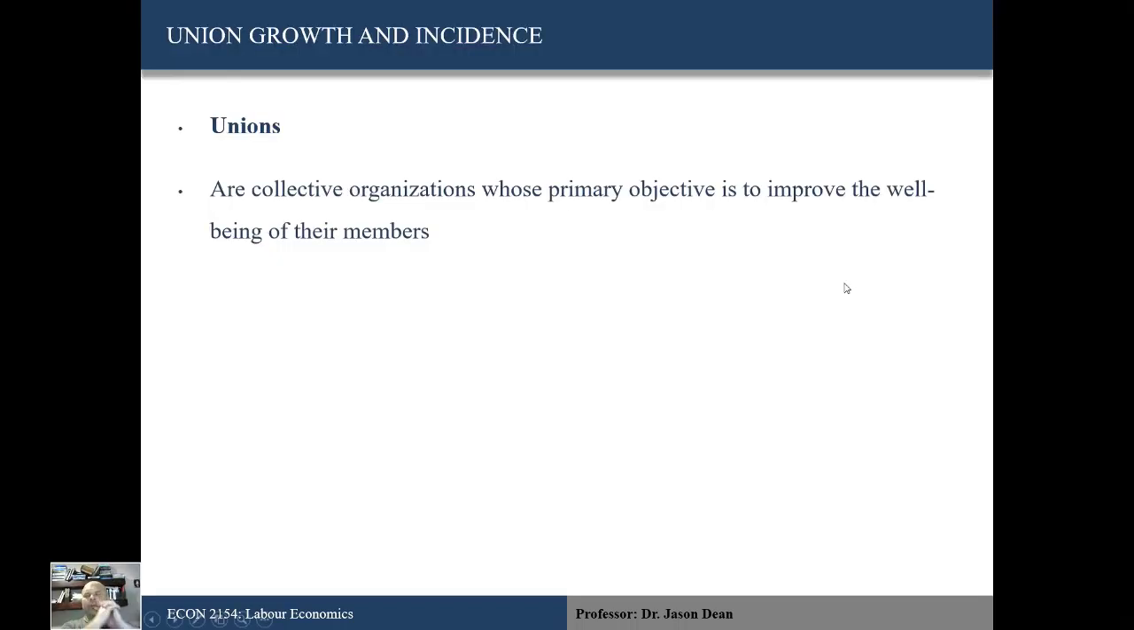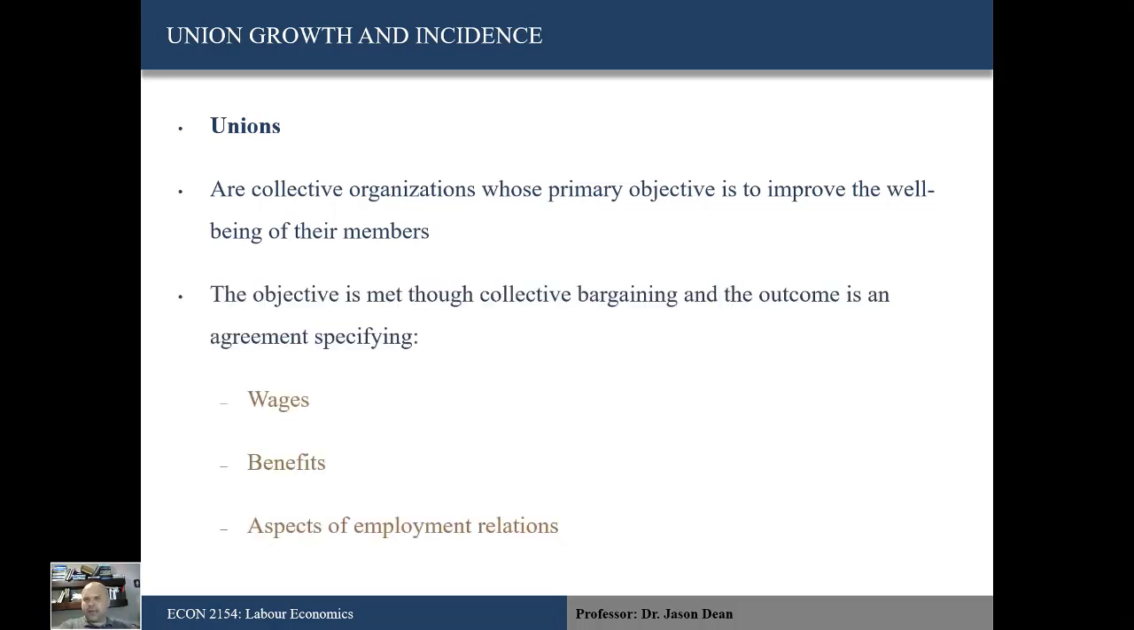What is a union? Well, a union is a collective organization with the primary objective of improving the well-being of their members. The objective is met through collective bargaining, and the outcome is an agreement. So the firm and the workers work out an agreement through negotiations that specifies wages, benefits, and many other aspects of the employment relationship, such as vacation time, conditions for firing in the case of misconduct, promotions, etc.